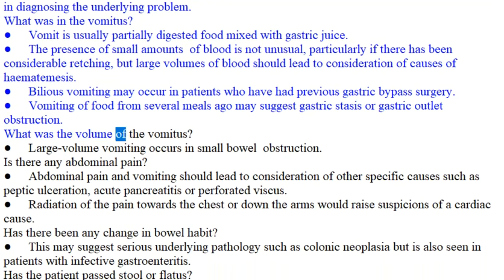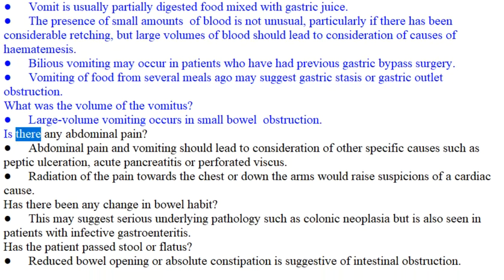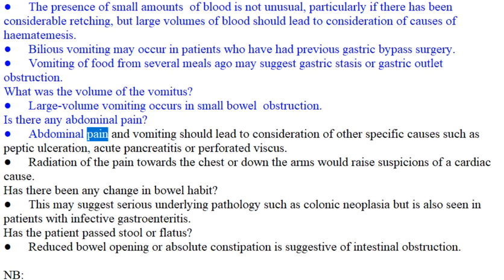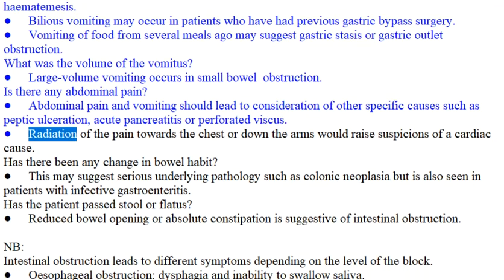What was the volume of the vomitus? Large volume vomiting occurs in small bowel obstruction. Is there any abdominal pain? Abdominal pain and vomiting should lead to consideration of other specific causes such as peptic ulceration, acute pancreatitis, or perforated viscus. Radiation of the pain towards the chest or down the arms would raise suspicions of a cardiac cause.